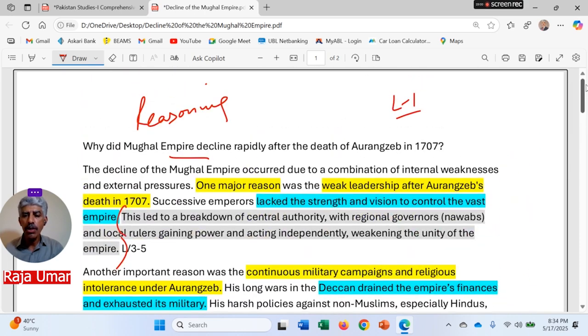So this is all for today's topic. This was our first topic of history, that is the decline of the Mughal Empire in the subcontinent.